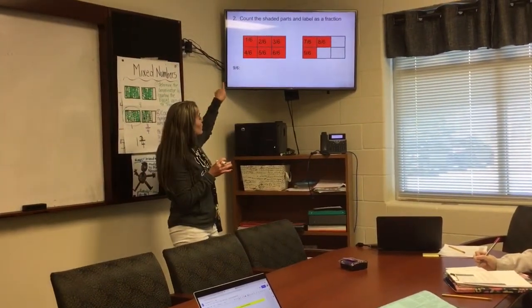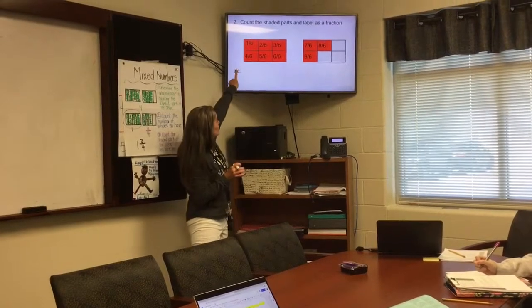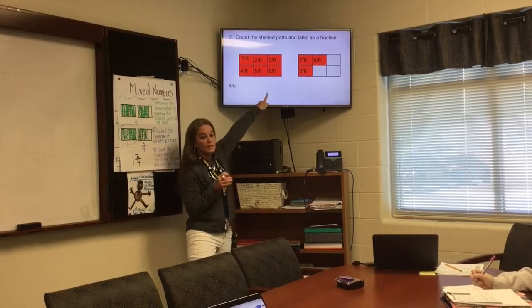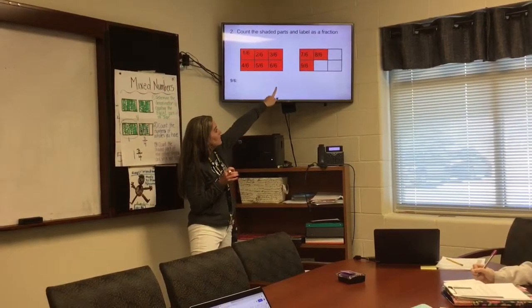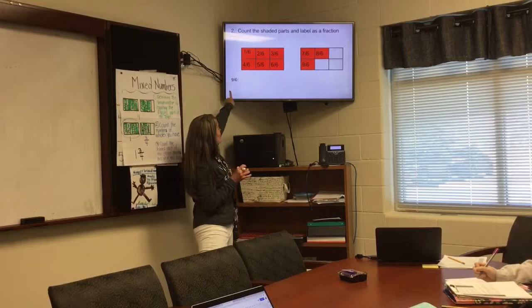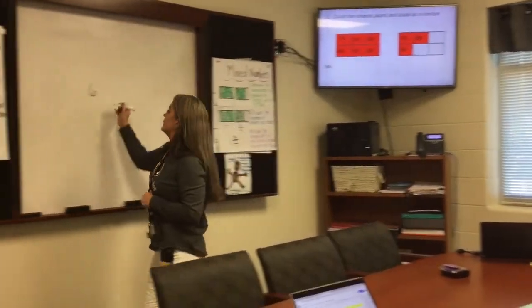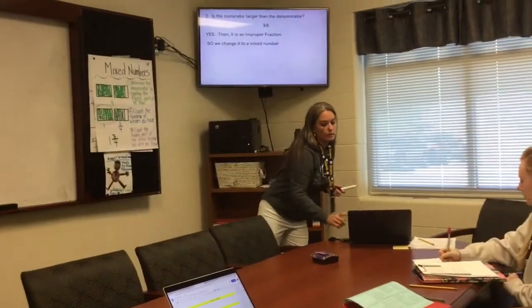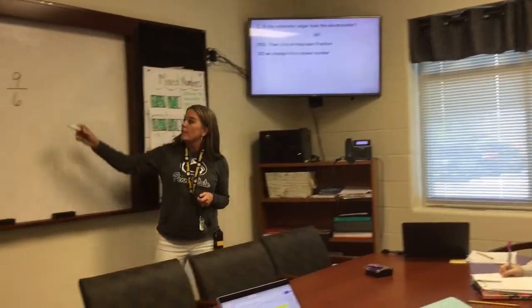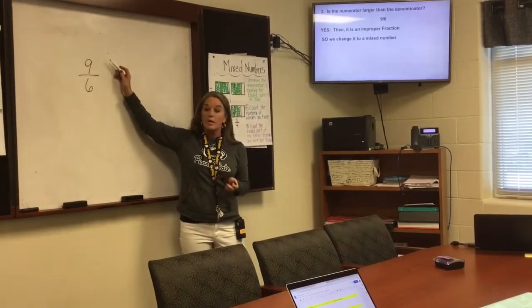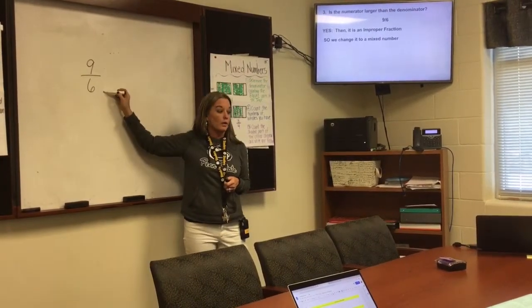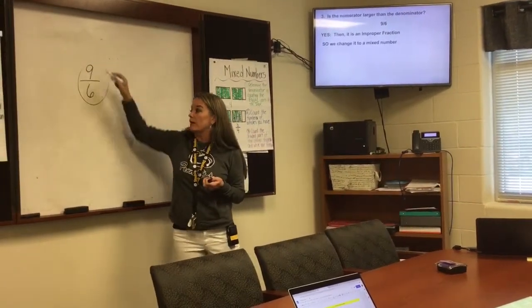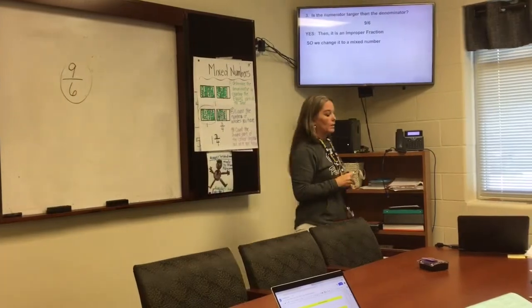So inside of your shape, you'll see I have 1/6, 2/6, 3/6, 4/6, 5/6, 6/6. Go over, now I have 7/6, 8/6, and 9/6. What is my fraction? Now my fraction is 9/6. Okay? So we know that this is an improper fraction because you've been working on this, our numerator is larger than our denominator. So now we need to change this improper fraction into a mixed number.